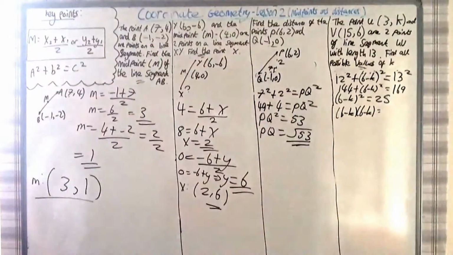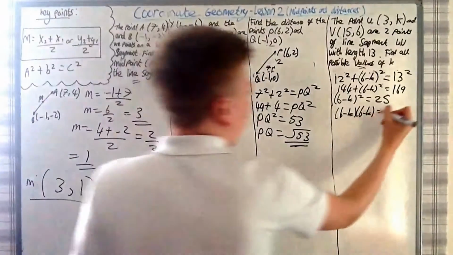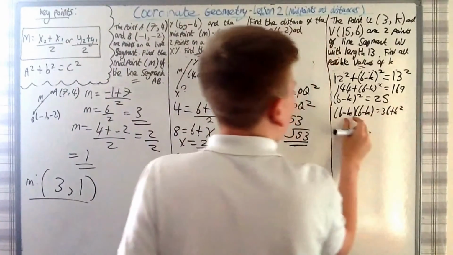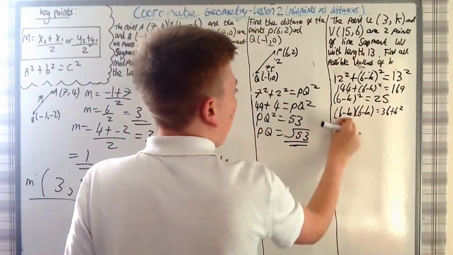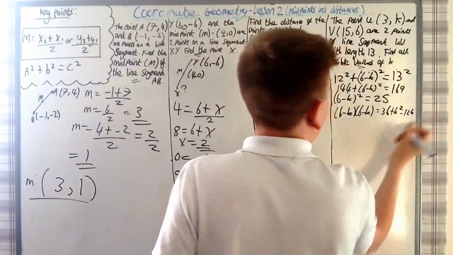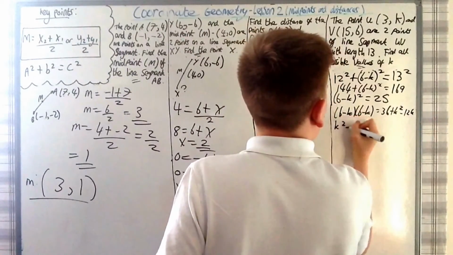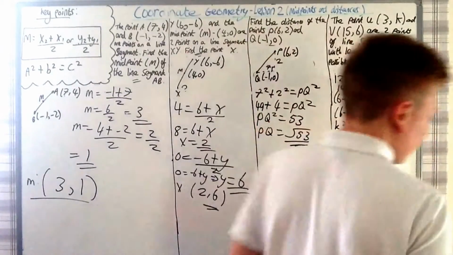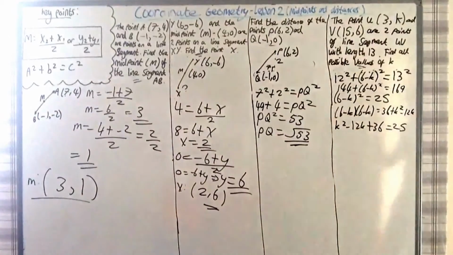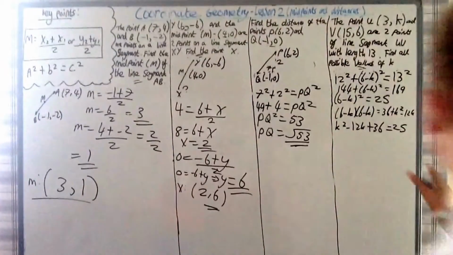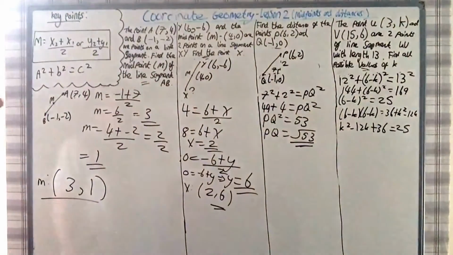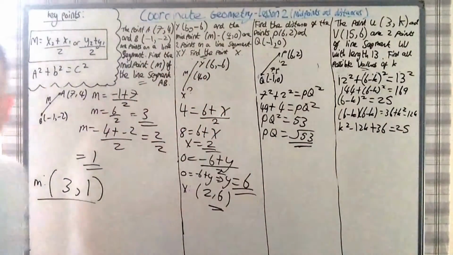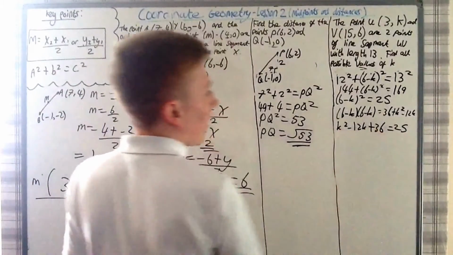If we do that, we get 6 times 6, which is 36. Minus k times minus k is positive k squared. And minus 6k minus 6k is minus 12k. So we end up with k squared minus 12k plus 36 equals 25. So, we can now simplify this down again. If we subtract 25 from 36, then we make this quadratic equal to 0.